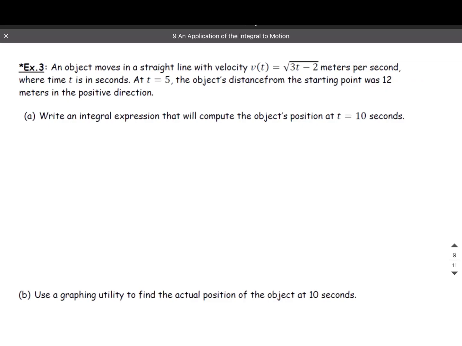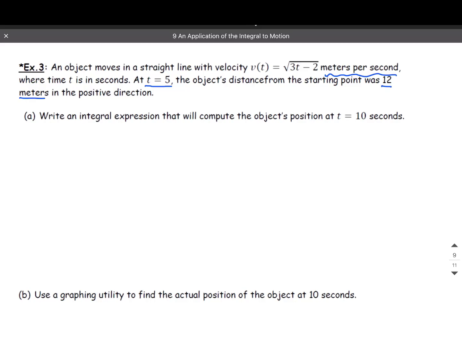Okay, so now we have a problem. It's a calculator problem, and it's also an analytical problem. So we have the function itself. An object moves in a straight line with velocity v of t equals the square root of 3t minus 2 meters per second, where t is time in seconds. At t equals 5, the object's distance from the starting point was 12 meters.